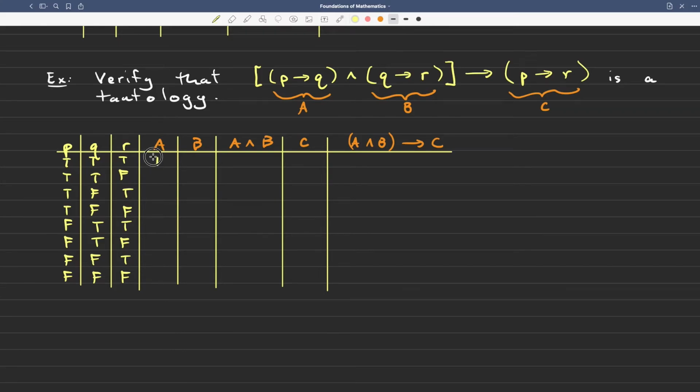So using that, I get this for column A. Then for B, I'm doing Q implies R, so that's the second column implies the third column. Using the same logic as before, this will be true, false, true, true, true, false, true, true. Then I can do the and of those last two columns. So I've got to have both columns true in order to get a true. So true, false, false, false, true, false, false, true, true.